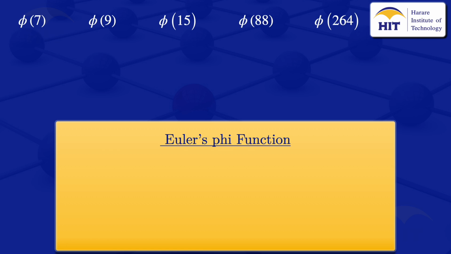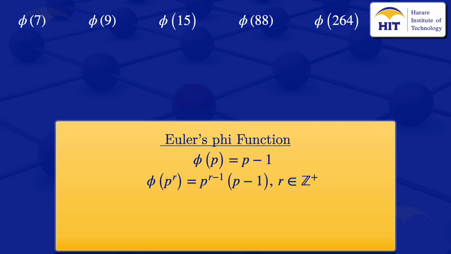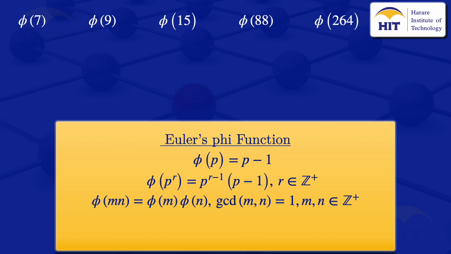The Euler's phi function of a prime, phi of p, is equal to p minus 1, where p is a prime. And if p is a prime, then phi of p to the power r is equal to p to the power r minus 1 multiplied by p minus 1, where r is a positive integer. The next one is the multiplicative property of the Euler's phi function. Phi of m times n is equal to phi of m times phi of n if the greatest common divisor of m and n is equal to 1 and m and n are positive integers.